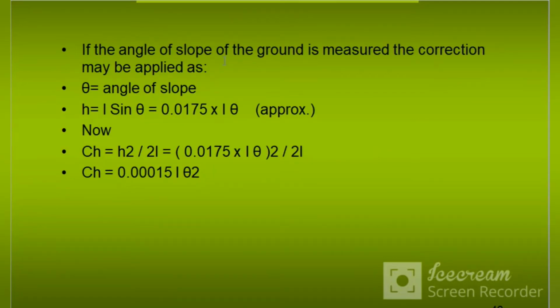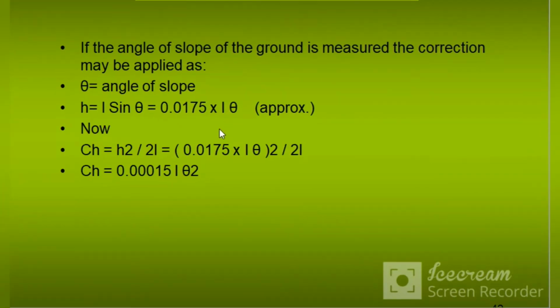Next, if the angle of slope of the ground is measured, the correction may be applied as theta is equal to the angle of slope, and h is equal to l sin theta, which is equal to 0.0175 multiplied by l theta approximately. Now Ch is equal to h² divided by 2l, which is equal to (0.0175 × l × theta)² divided by 2l. So Ch is equal to 0.00015 l theta².